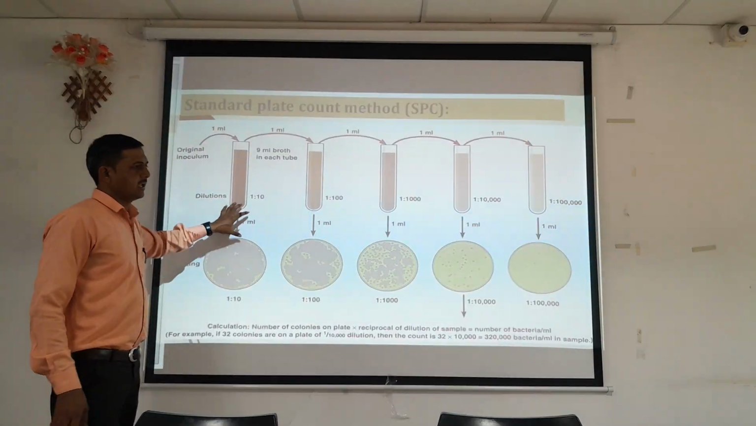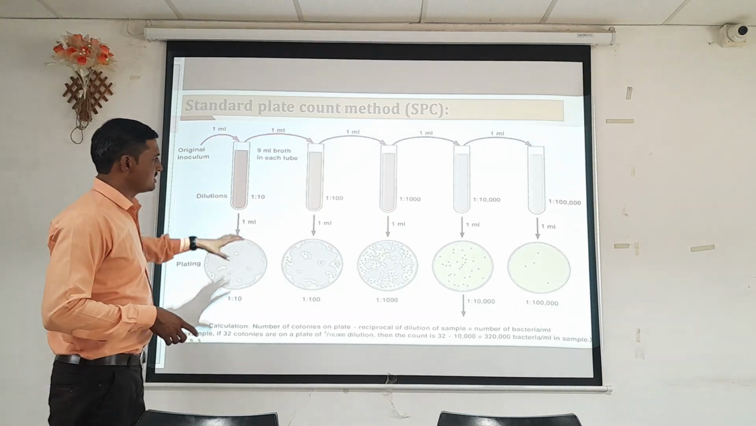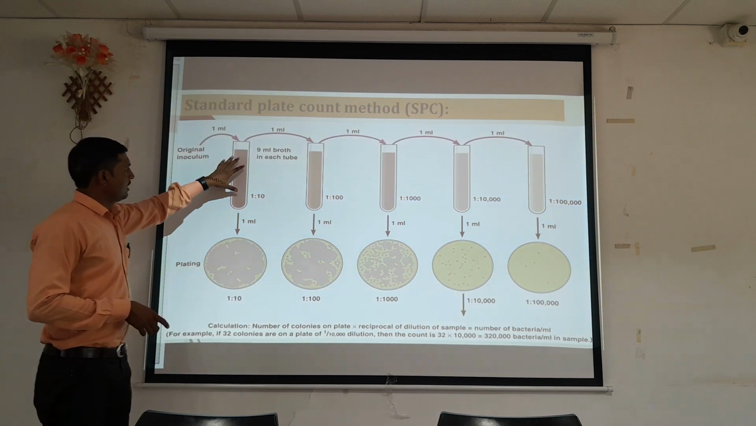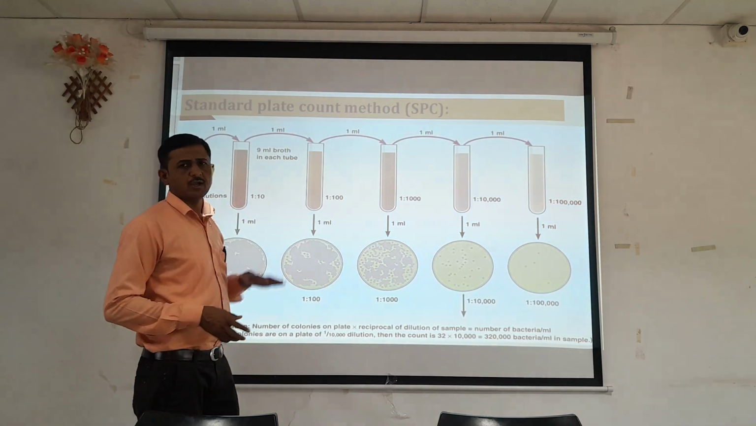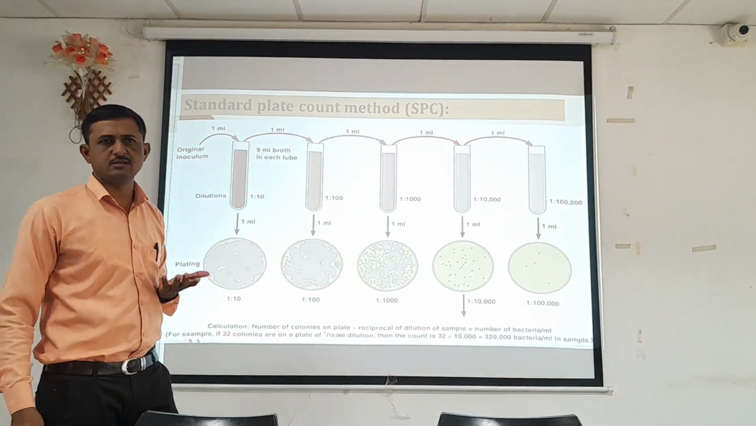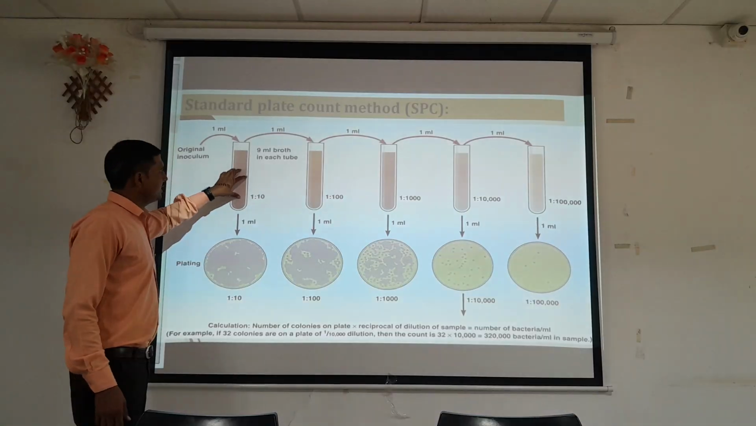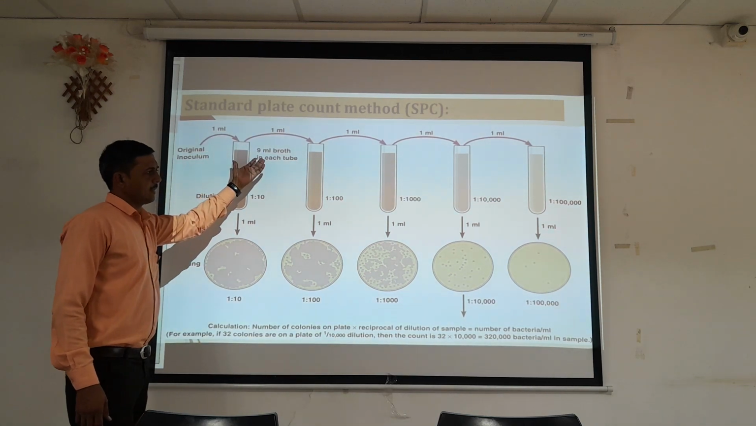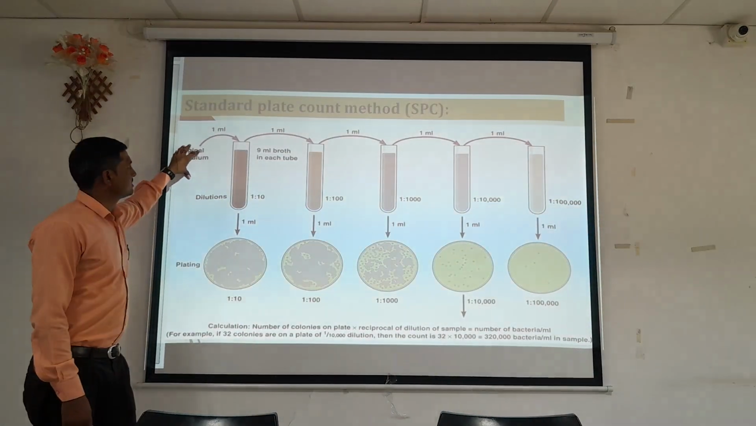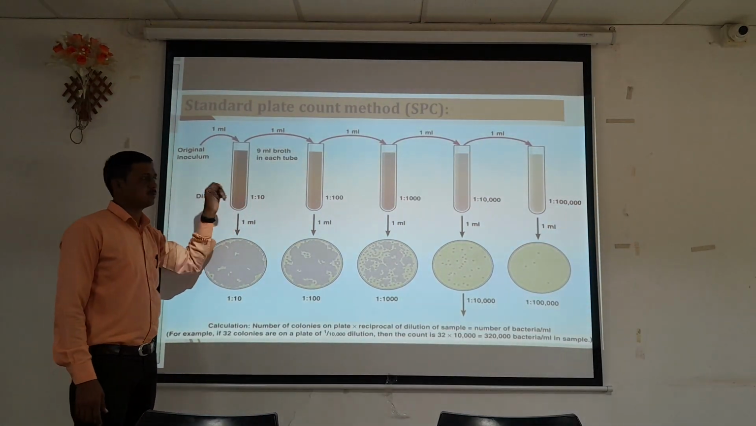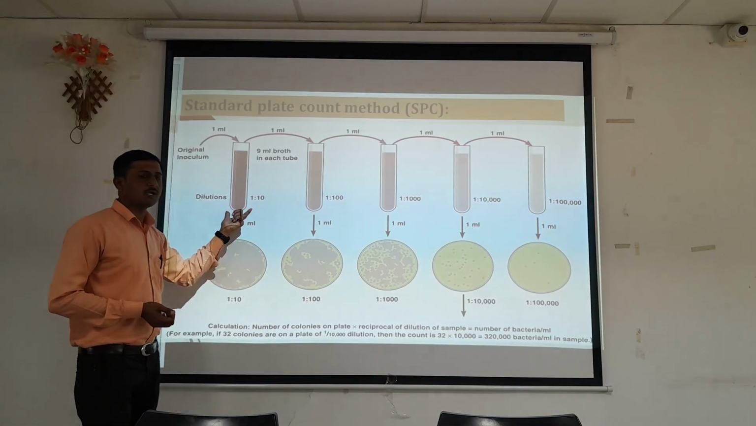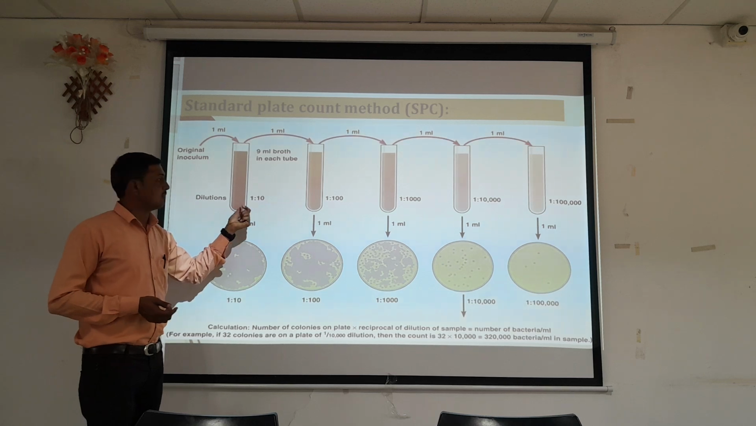Here is a diagrammatic representation of the standard plate count, and how the SPC is carried out. Here we have to take the original water sample. We have taken 5 test tubes which contain saline solution, or we can say sterile distilled water. Sometimes 9 ml media is used, or 9 ml water. From the original water sample we transfer 1 ml of water sample. That's why 9 plus 1 becomes 1:10. That is, the dilution of that tube becomes 1:10.